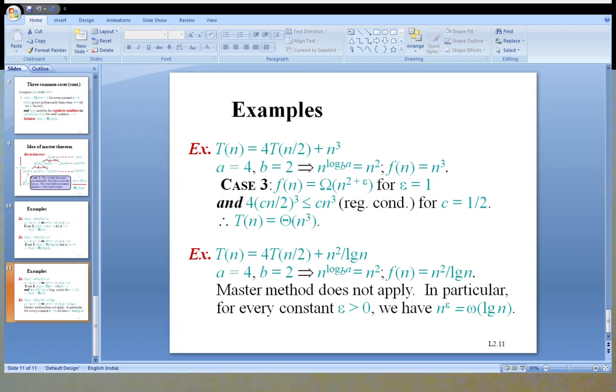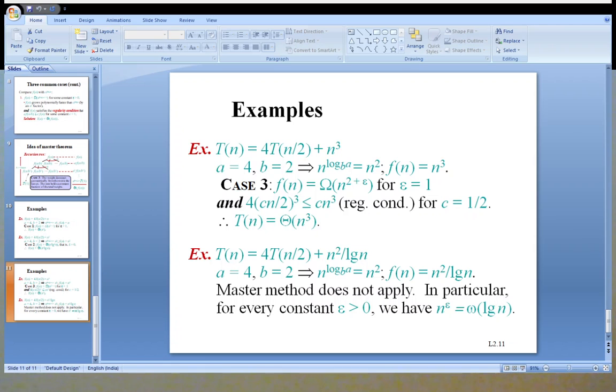Basically, I have told you that in this situation we shall check whether the regularity condition holds or not. In the regularity condition we check that if the term f(n) is greater than n raised to the power log a base b, it should be polynomially greater, and if it is polynomially greater then we can apply case 3, and if it is not polynomially greater then we cannot apply case 3.